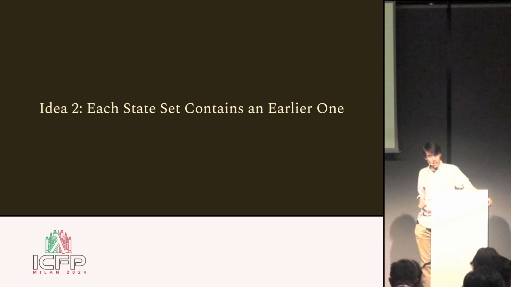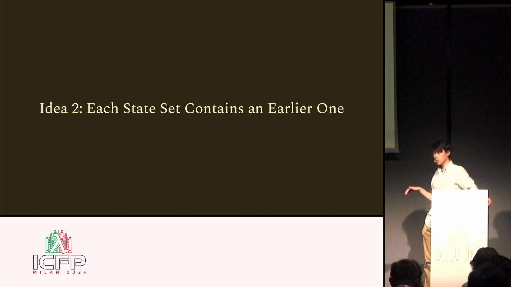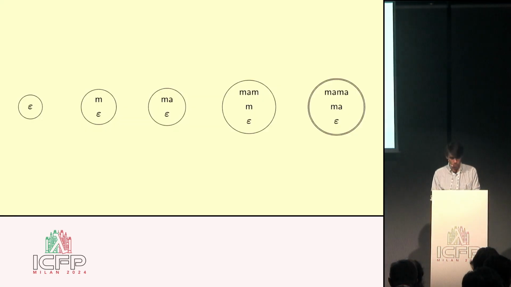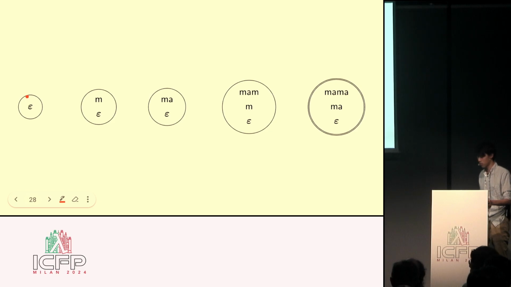And the second idea is that each of these state sets contains within it an earlier one. Okay? So I'll show you what I mean by that. So if we look at this first, or the second state, you can see it's comprised of 2 bits. We have the top part, which is m. That's the longest candidate we've considered, as well as the bottom part, the tail of this set, which is exactly the first state. You can see that here.